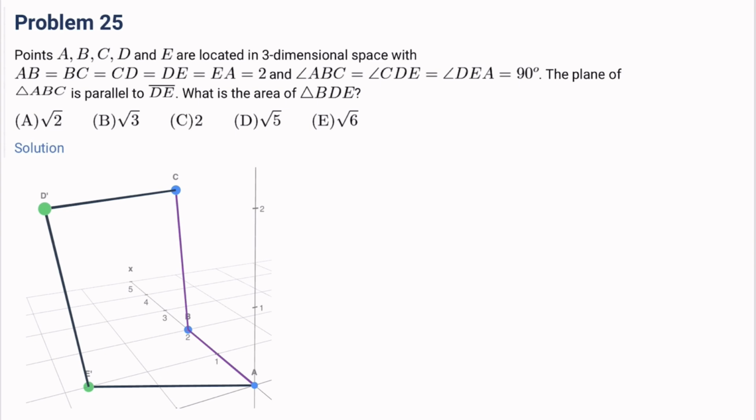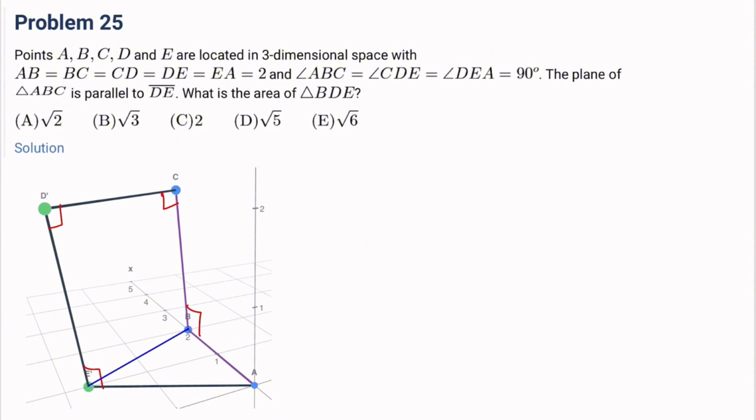And so again, this is 2, this is 2, this is 2, this is 2, this is 2. They are all the same length, right? And then angle ABC equals angle CDE equals angle DEA equals 90 degrees, right? And so that means this angle equals this angle equals this angle, which equals 90 degrees, and this also equals 90 degrees, right? And I talked about dropping DC down to BE, and if we do that, then it will look something like that, right?